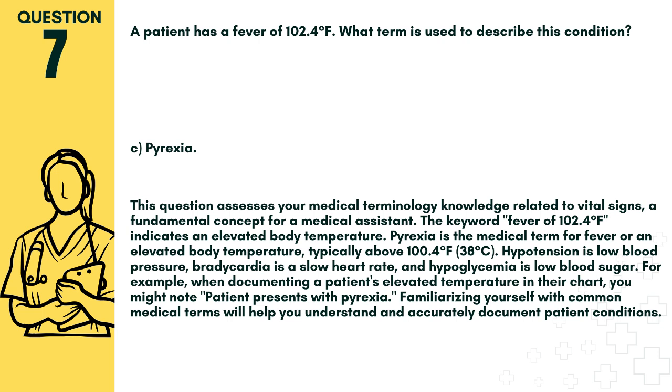Hypotension is low blood pressure, bradycardia is a slow heart rate, and hypoglycemia is low blood sugar. For example, when documenting a patient's elevated temperature in their chart, you might note patient presents with pyrexia. Familiarizing yourself with common medical terms will help you understand and accurately document patient conditions.